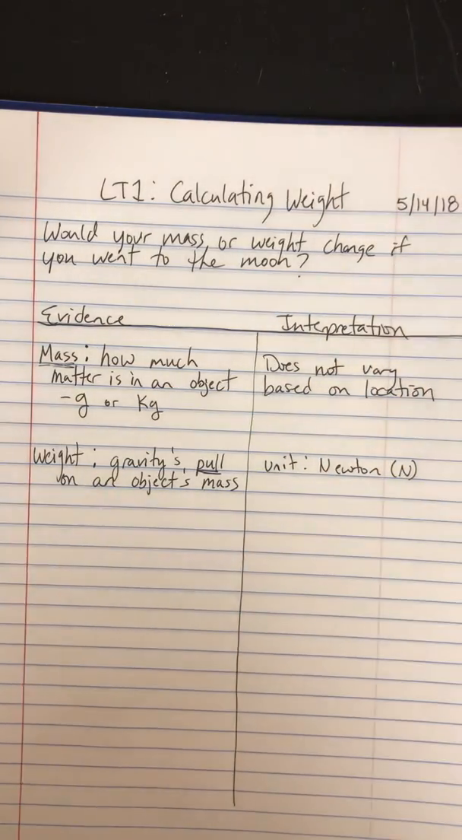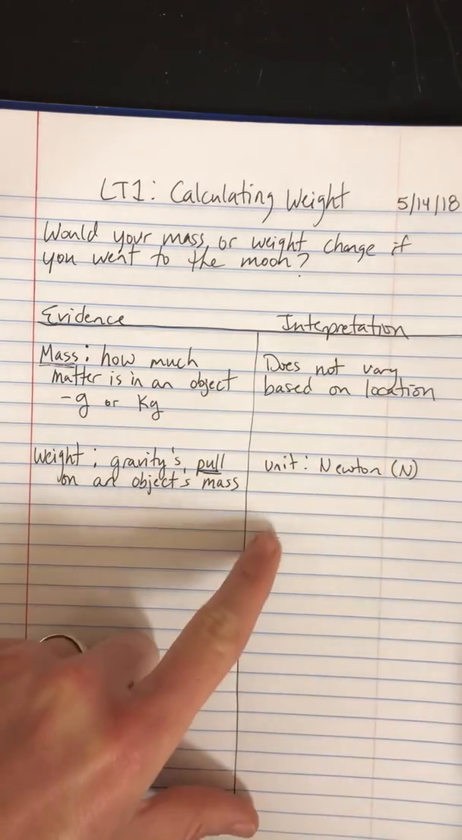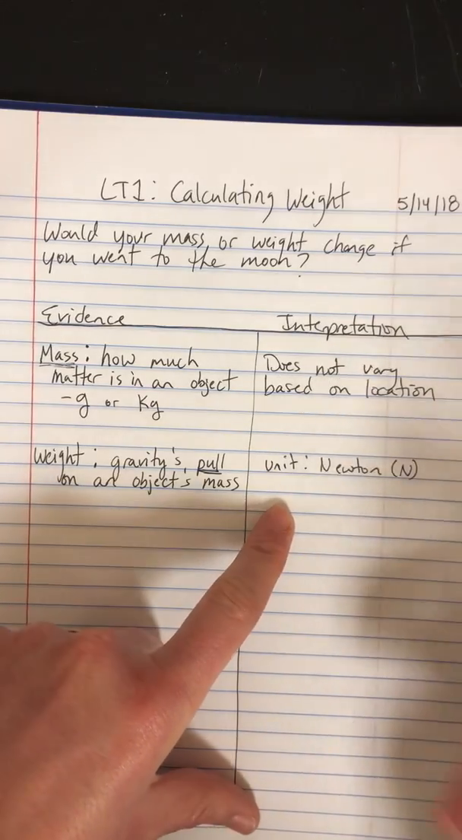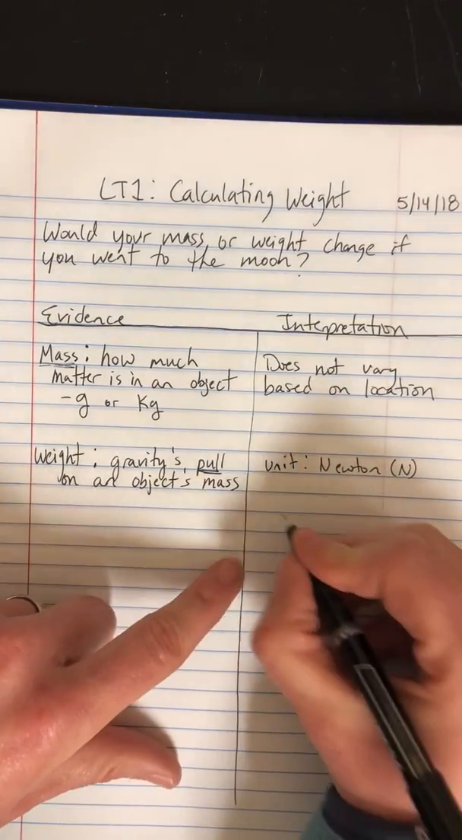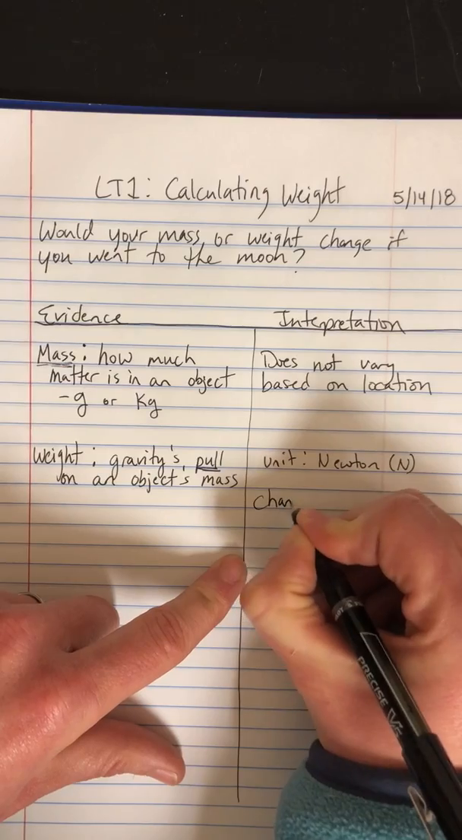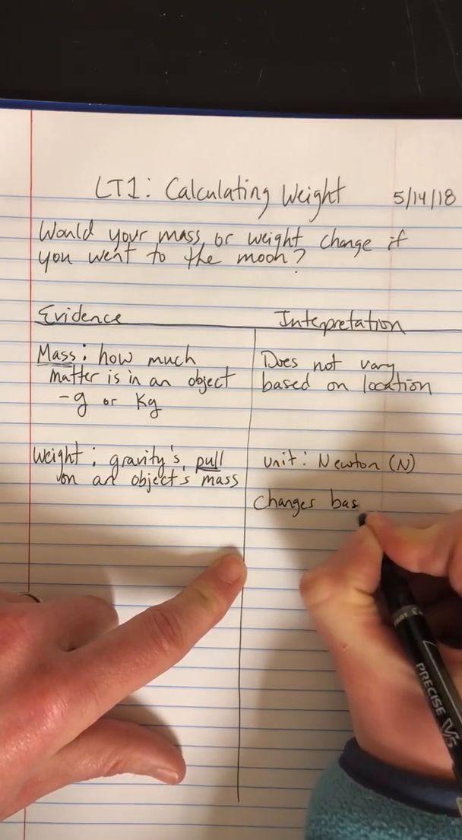If you've got a cup of Diet Mountain Dew here, you could take that same cup of Diet Mountain Dew and it's not going to transform, it's not going to go up or down based on if you go to the moon. But if we measure it, we weigh it, that is going to change. So this changes based on location.